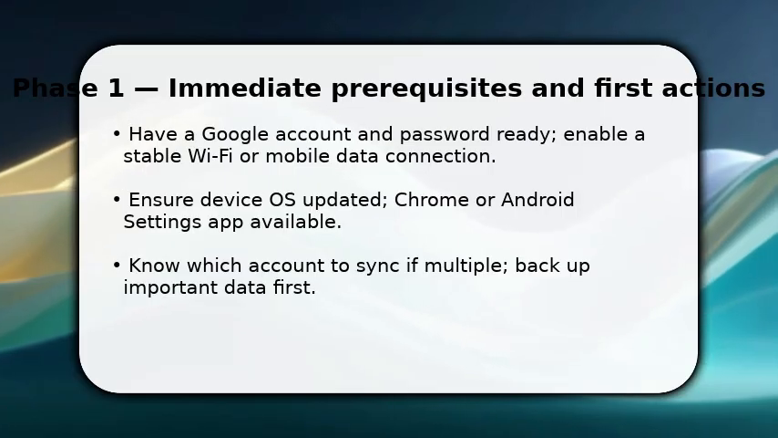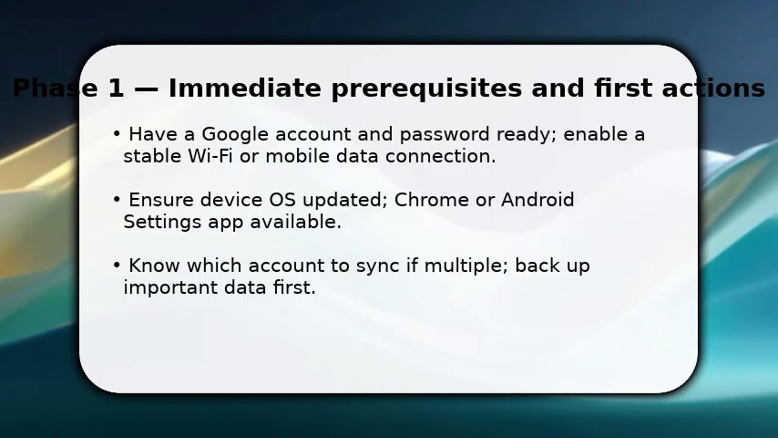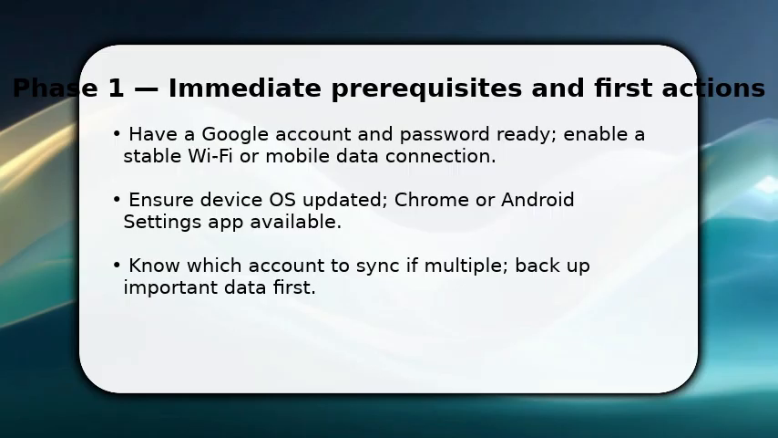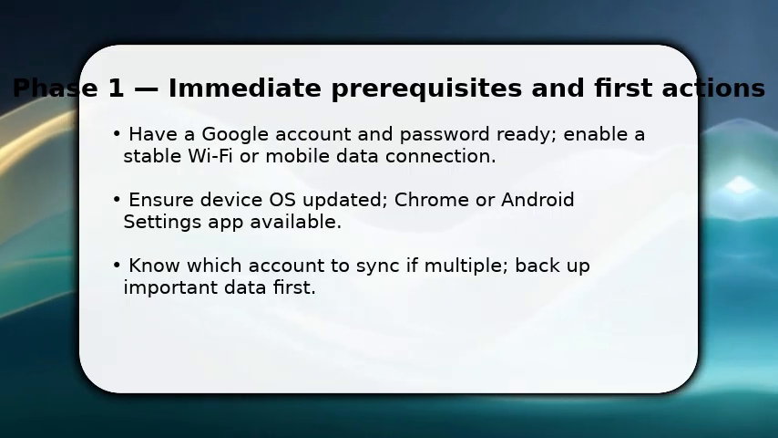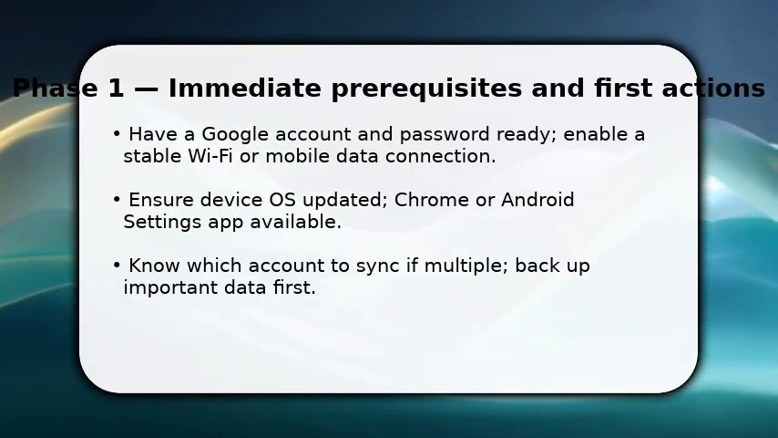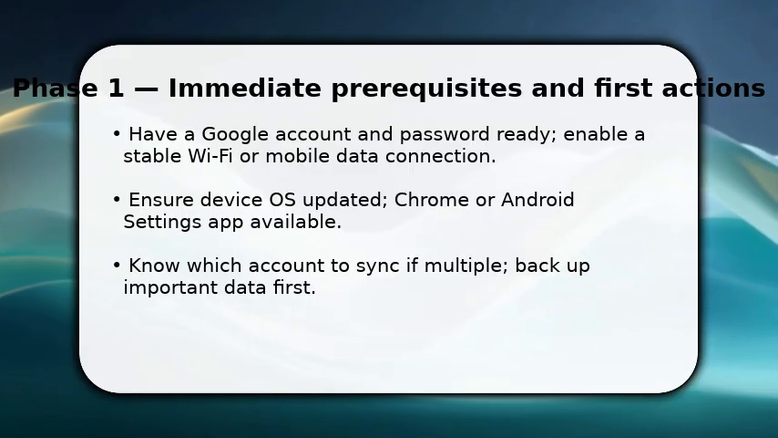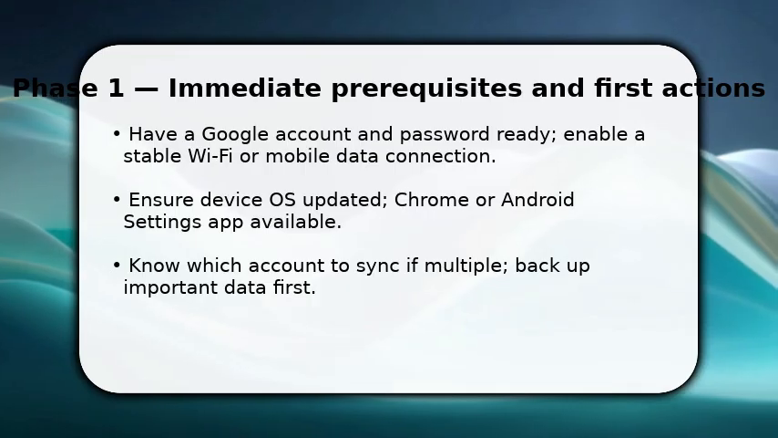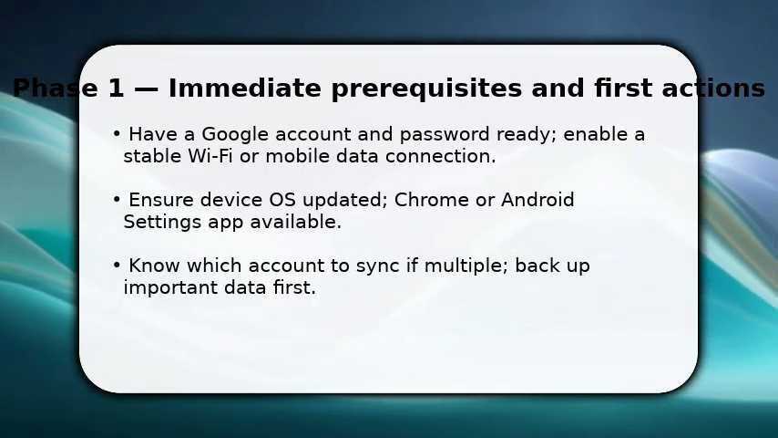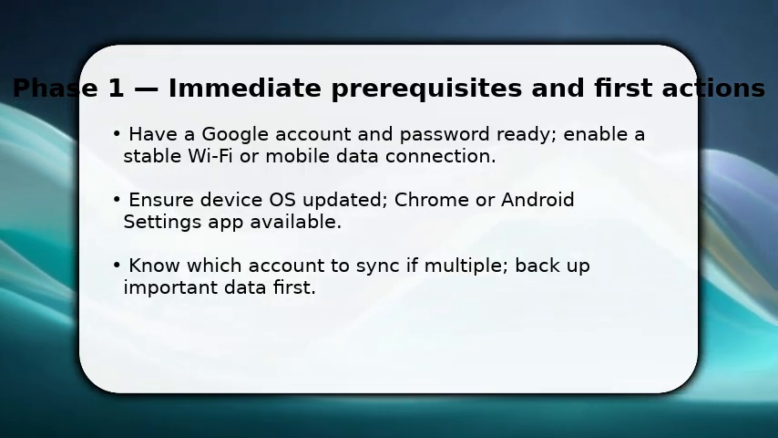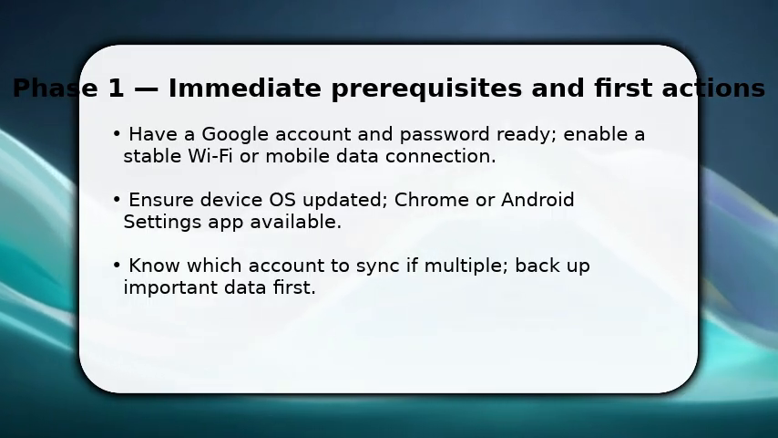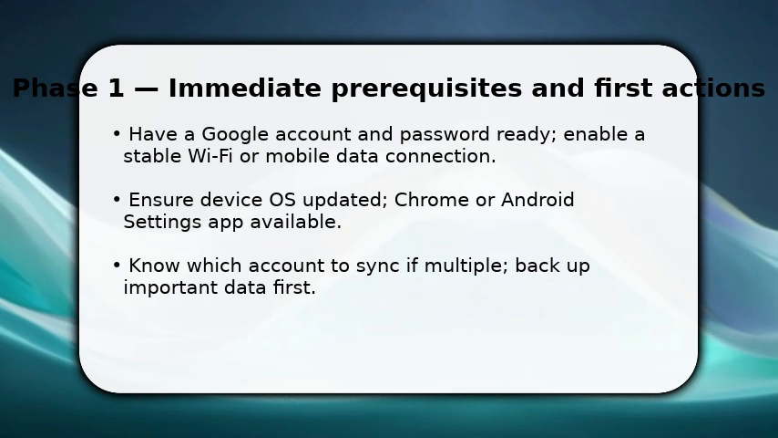You start by signing into your Google account. Do that now. Open Settings or Chrome, then tap Accounts or your profile icon. This is where sync lives. Make sure Wi-Fi or mobile data is active and confirm the account you want to use because multiple accounts can confuse sync. Once signed in, glance at device updates and storage. Low space or outdated OS can block syncing. You're initiating the process. Sign in, verify connection, and select the intended Google account.